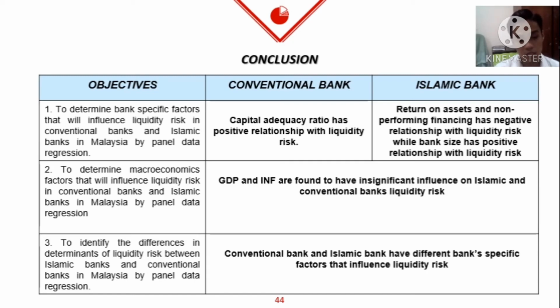Next, we move to the last objective, to identify the difference in determinants of liquidity risk between Islamic bank and conventional bank in Malaysia by panel data regression. The conventional bank and Islamic bank have different bank-specific factors that influence liquidity risk.